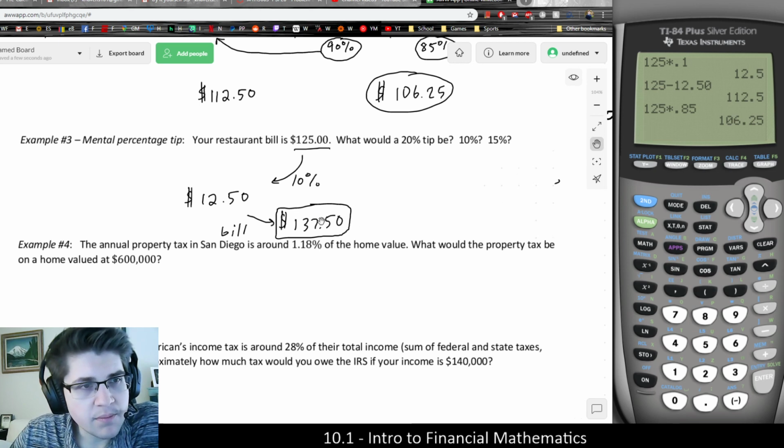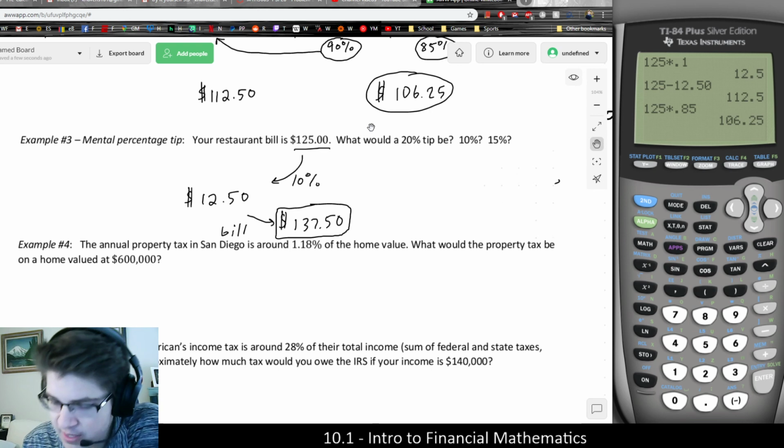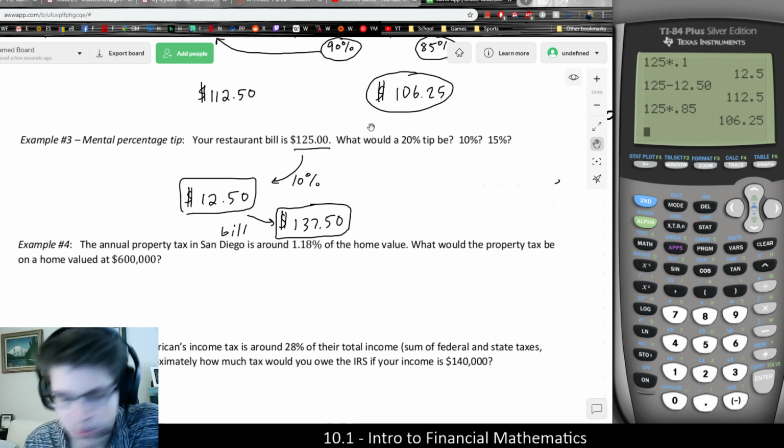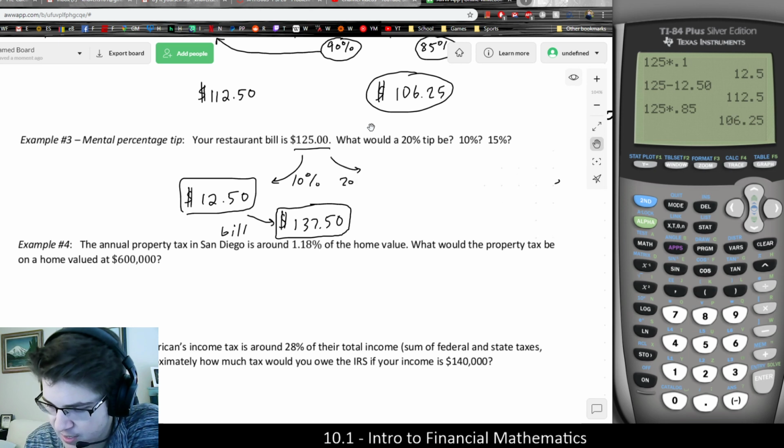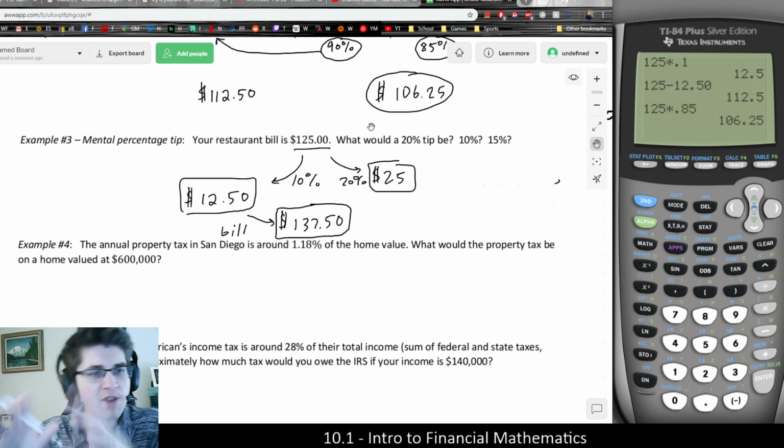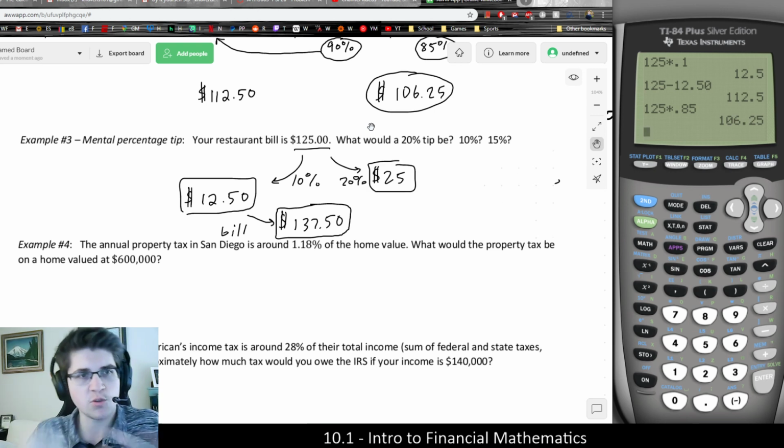Anyways, that's kind of my point: we can do all this without a calculator, but also you can apply the idea of 10% to other percentages. Like let's say 20%. Well, I know that 10% is this much, so 20% should be exactly double that. So if I wanted to know what's 20%, that's double of 10%, which would just be $25, right? Because once I know 10%, it's a good reference percentage to figure out other percentages.